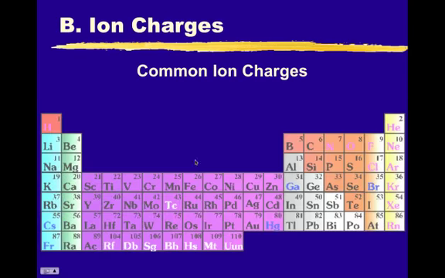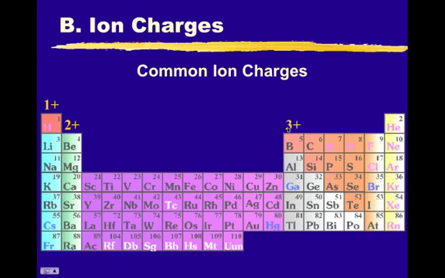Common ionic charges. Alright, group 1 has a +1 charge, and group 2 has a +2 charge, or 2+. These are the only metals that we know the charges of, with the exception of 3 more. Aluminum always has a +3 charge, zinc always has a +2 charge, and silver always has a +1 charge. So we have a little stair step there. We know the charges of these 3. Every other metal, we have to use the stock system, anything in here.